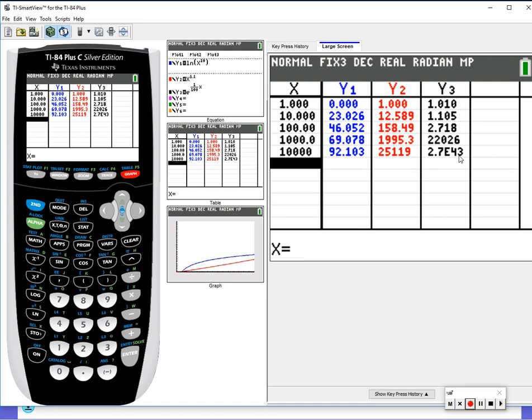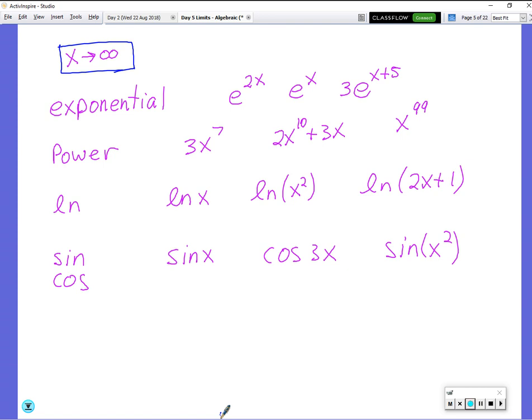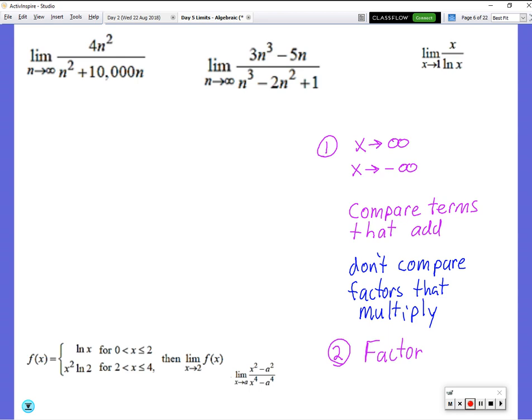The next thing we need is a problem to start the discussion. So we're going to start with this one right here. You can put this in your notes.